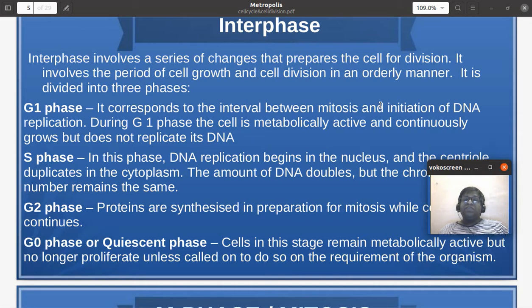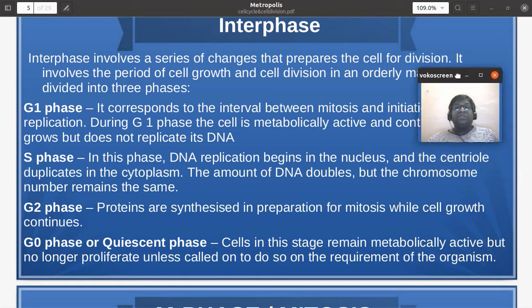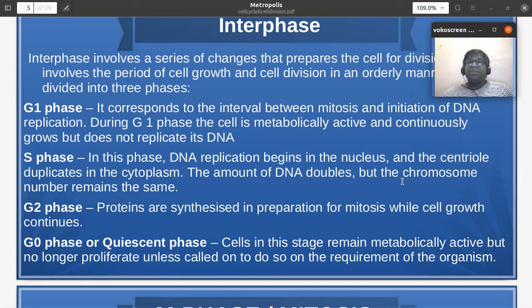The G2 phase is the third stage, which we also call the pre-mitotic phase. G2 phase is present between S and M phase. In G2 phase, the proteins are synthesized in preparation for mitosis while cell growth continues. That is what you have to remember.